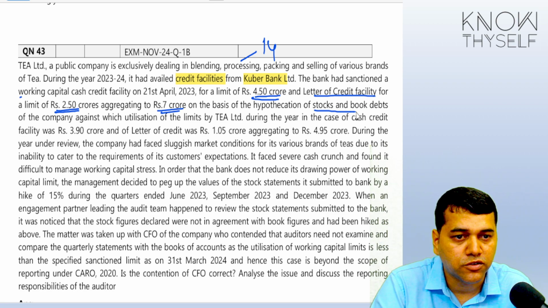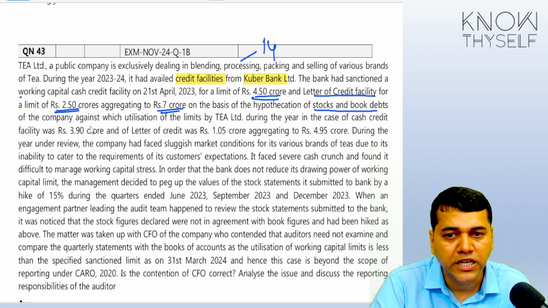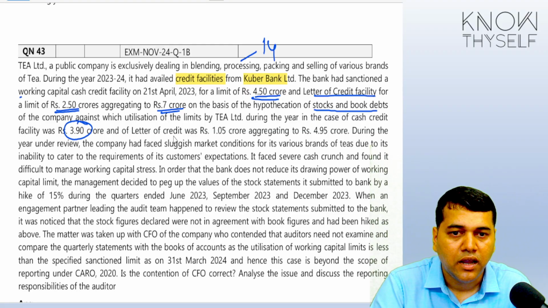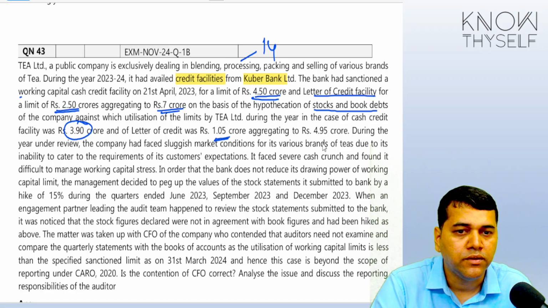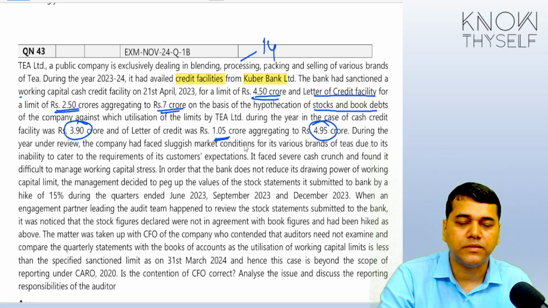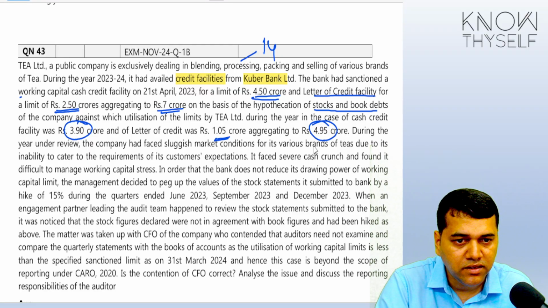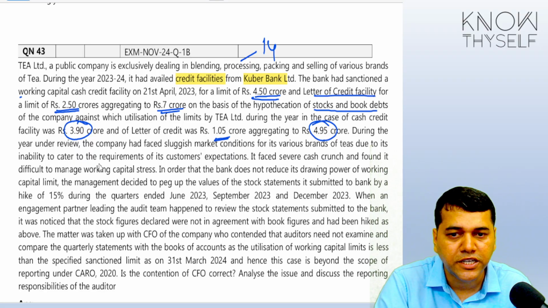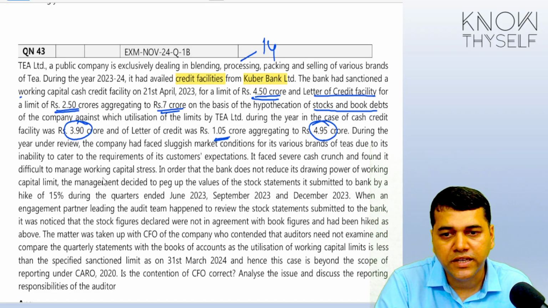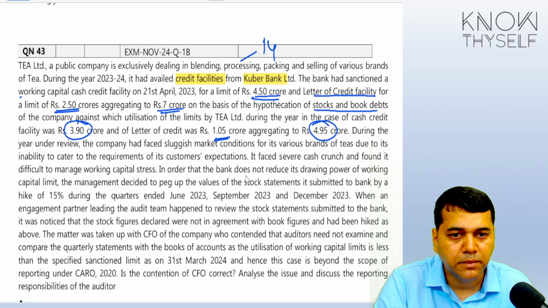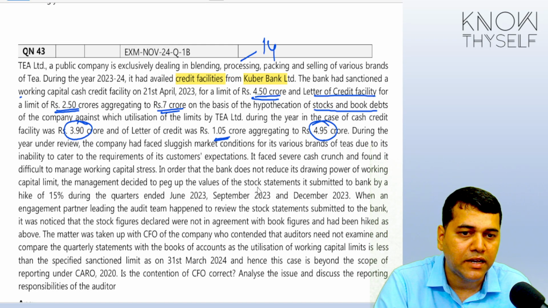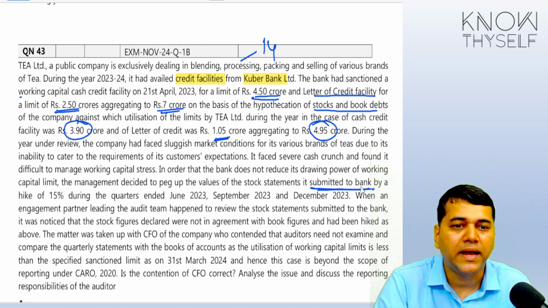On the basis of hypothecation of the stock and book debts of the company against utilization of the limits. During the year, in case of cash credit, only 3.9 crore was outstanding and letter of credit was 1.94, aggregating total 4.95 crore. That means they have utilized only 4.95. The company has faced a sluggish market for its various brands due to inability to cater to the requirements. It faced a severe cash crunch also. In order that the bank does not reduce its drawing power to the working capital limit, management decided to peg up the values of the stock statement it submitted to the bank.